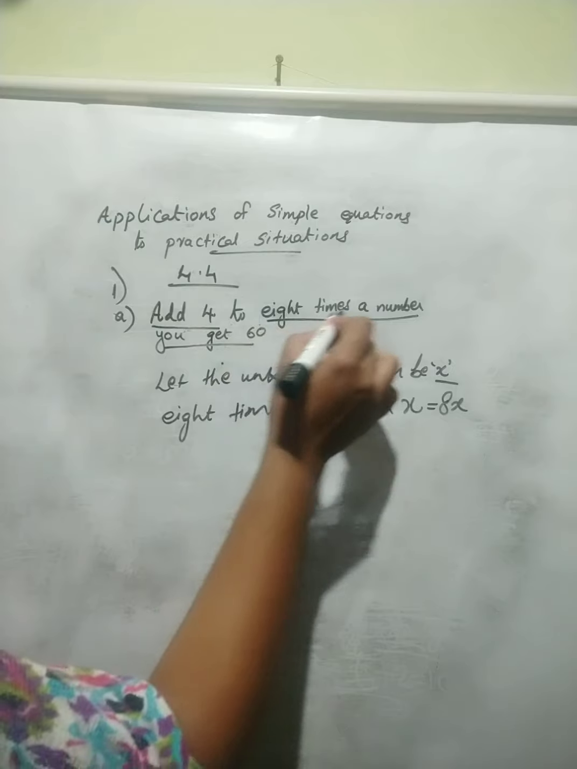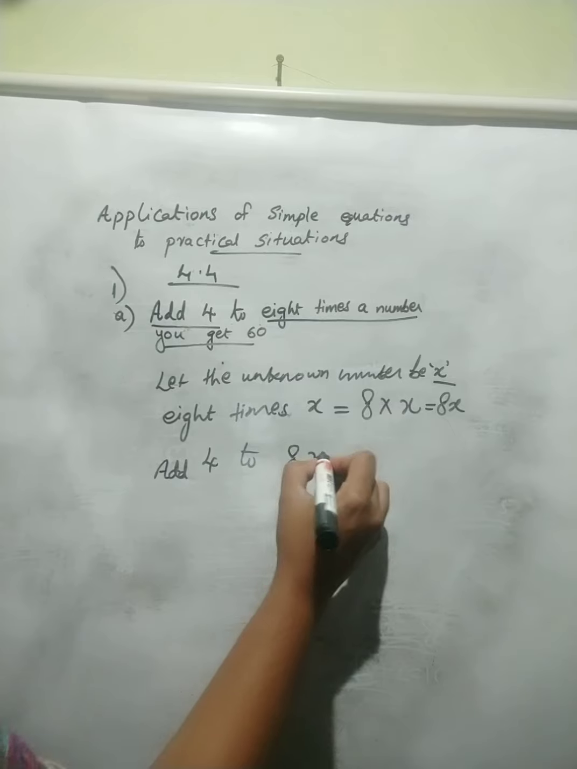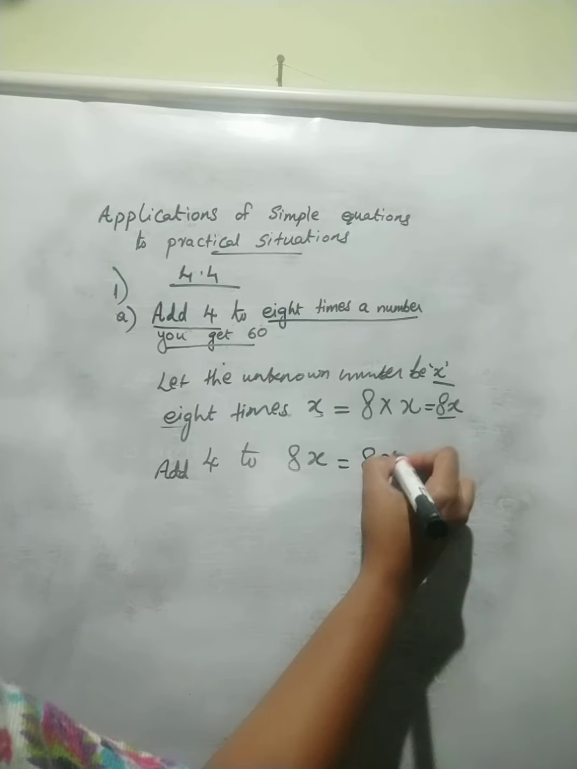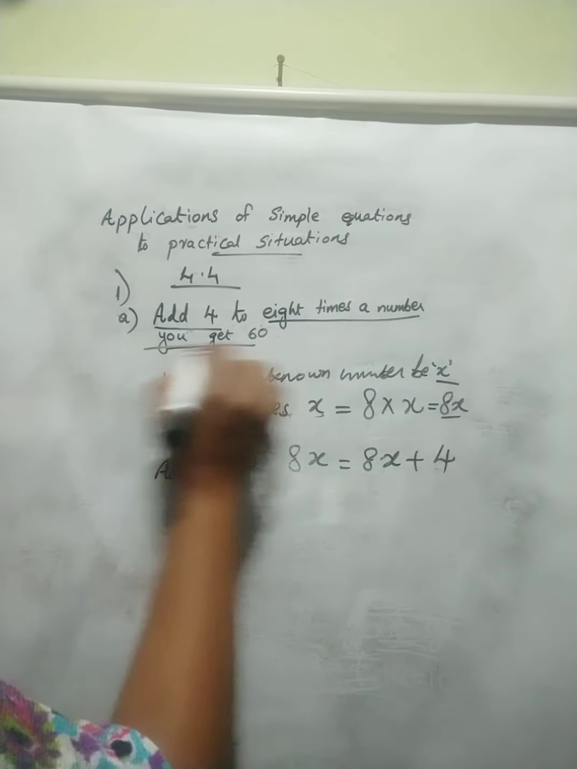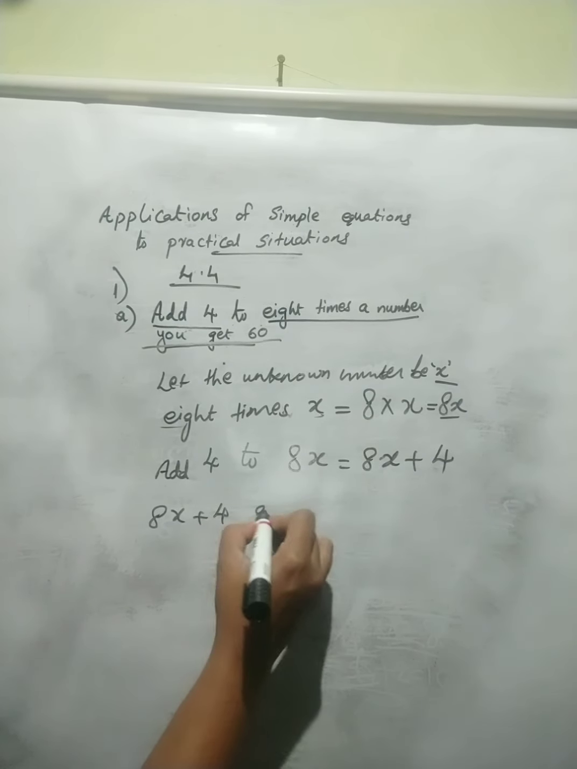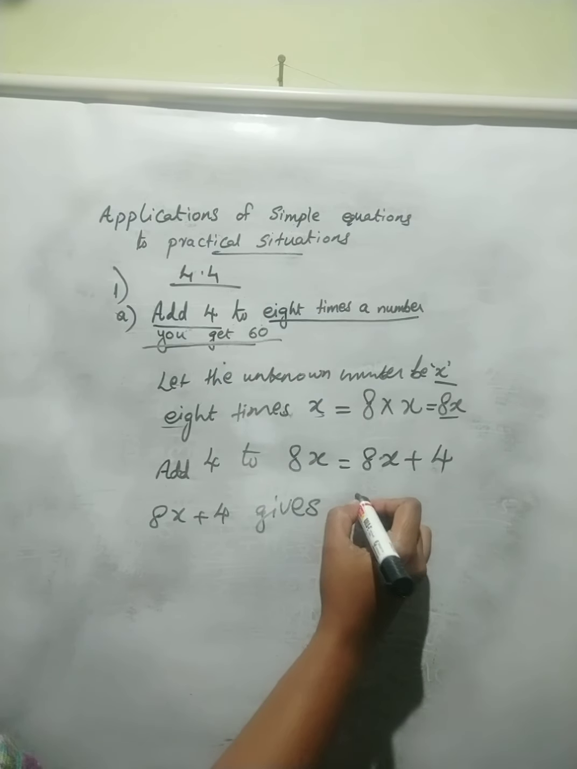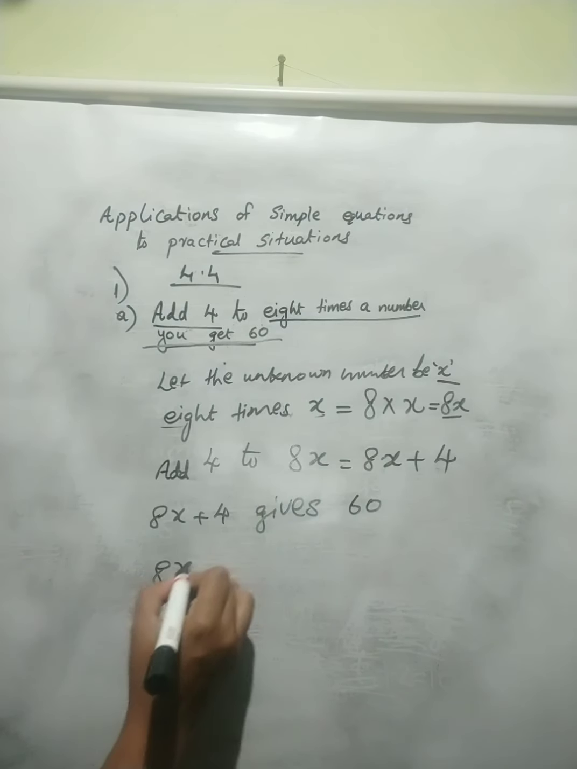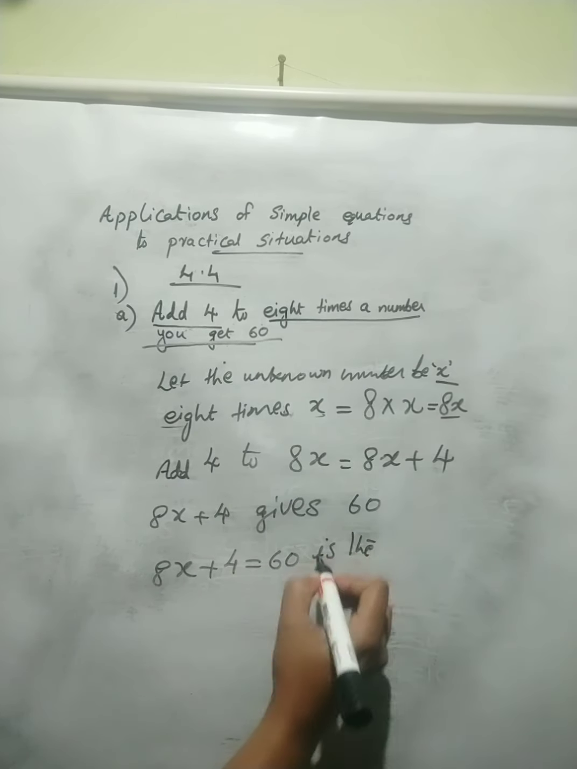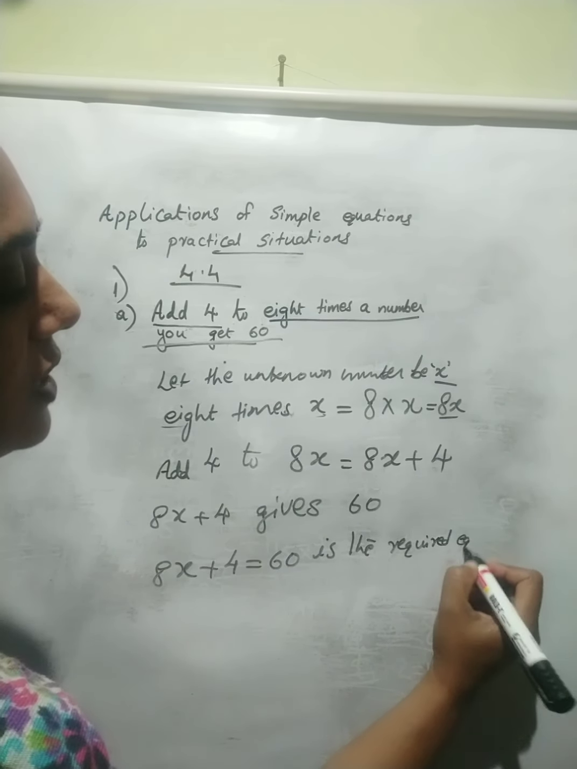Add 4 to 8 times a number. That is add 4 to 8x. We got 8 times x is equal to 8x. So 8x plus 4, you get 60. That is 8x plus 4 gives 60. So 8x plus 4 is equal to 60 is the required equation.